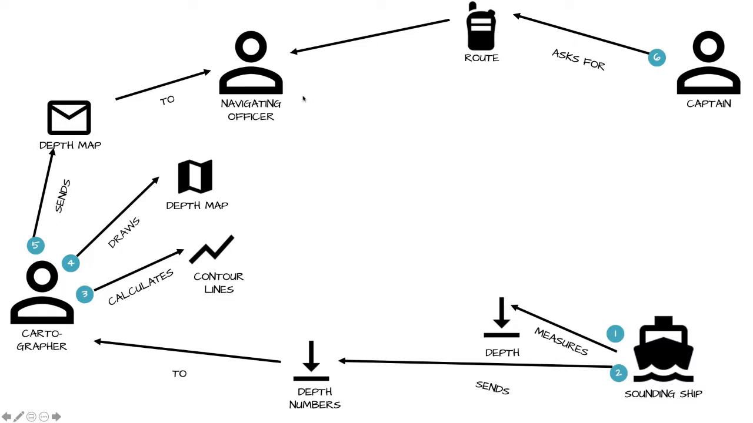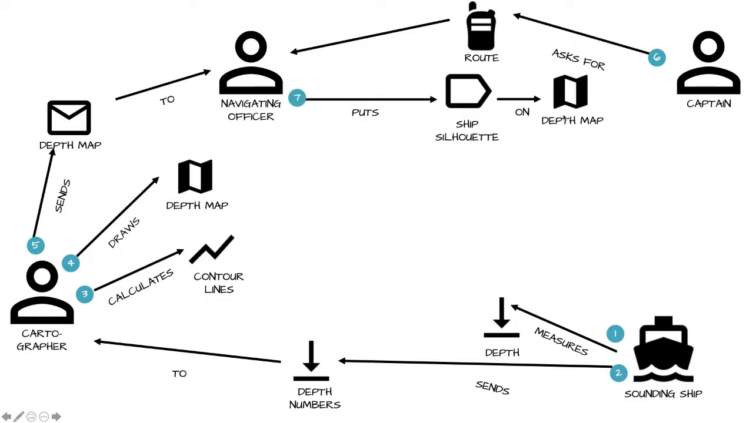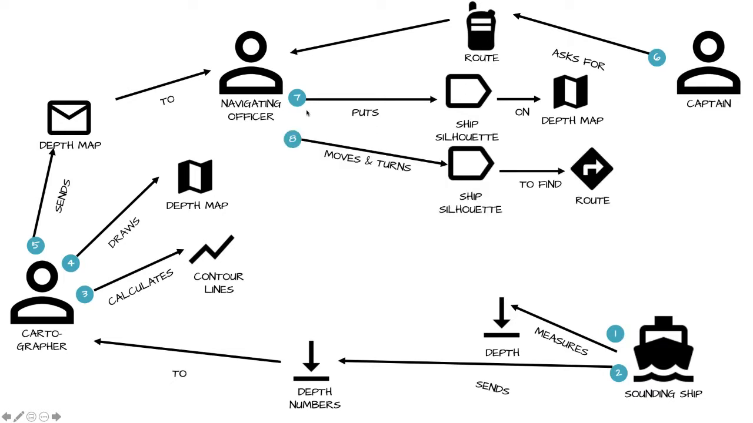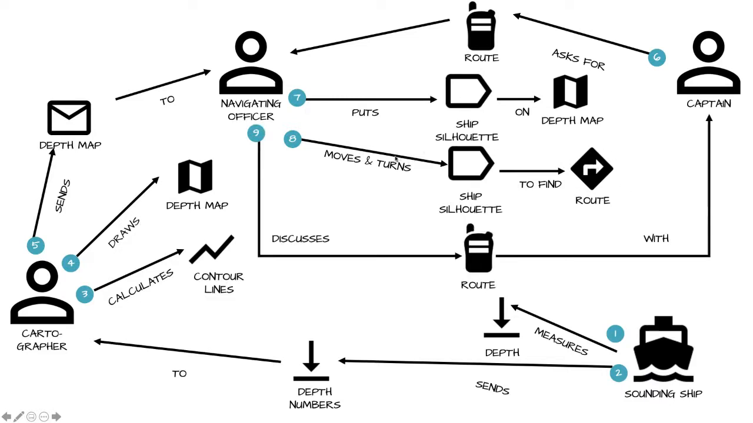And now, if a captain of a container ship asks us for a route, or asks the navigating officer for a route, then the navigating officer will get out his depth map and cut out the ship silhouette and move and turn around the ship silhouette to find a route for the container ship to come in the harbor. And that route will be discussed with the captain, so the captain knows this is how I have to do. This is how I can come into the port, into the harbor.